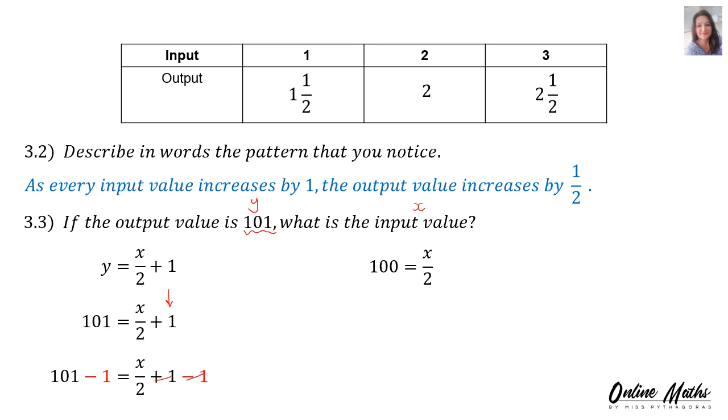And then we want to solve for x, so we want to get rid of the 2 under the line, and we will do that by multiplying both sides by 2, so that on the right hand side the 2 and the 2 will cancel, and on the left hand side 100 times 2 is 200. So therefore the corresponding input value where the output value was 101 is x equals 200.